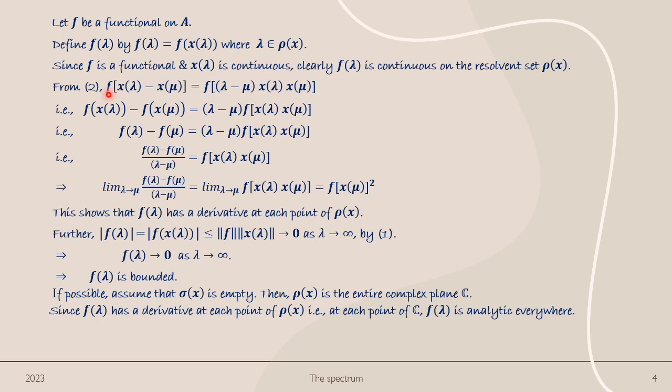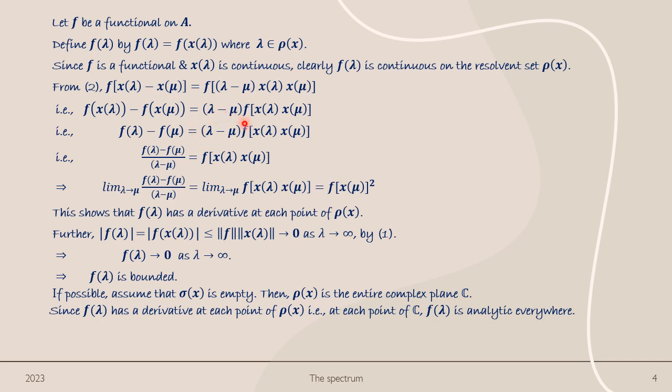But if it's a linear functional, we can bring it inside: f of x of lambda minus f of x of mu equals, separating linearly, the scalar lambda minus mu can be taken outside, lambda minus mu into f of x of lambda into x of mu. But what is the definition? f of x of lambda is f of lambda. So this becomes f of lambda, and this becomes f of mu. So f of lambda minus f of mu equals lambda minus mu into f of x of lambda into x of mu.